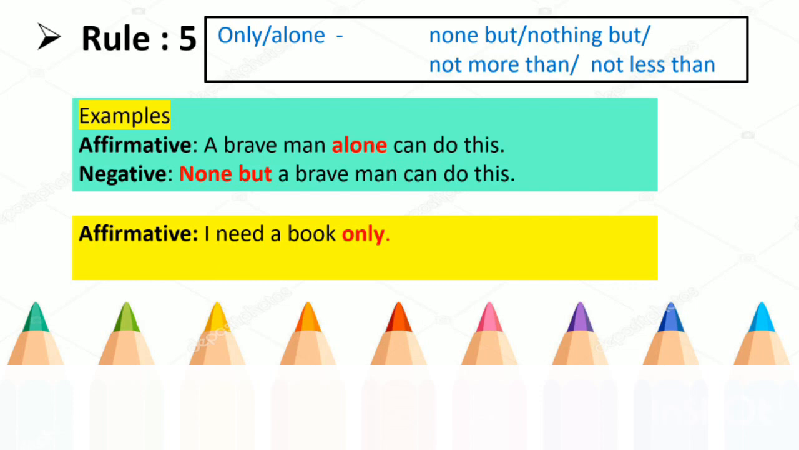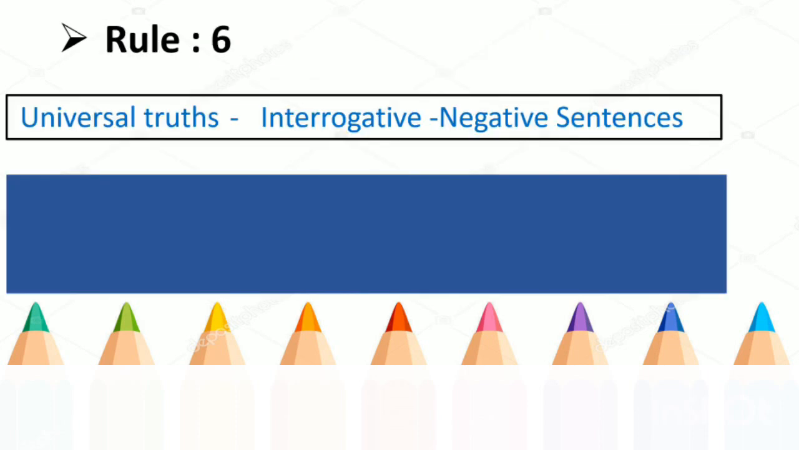Here again we have used only in the sentence, so it will be replaced with any of these four. So let us use nothing but this time. I need nothing but a book. That means only book.